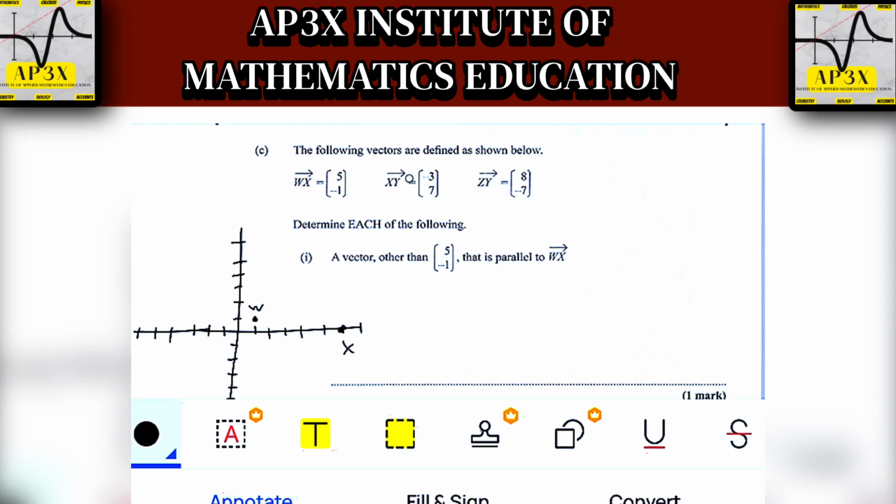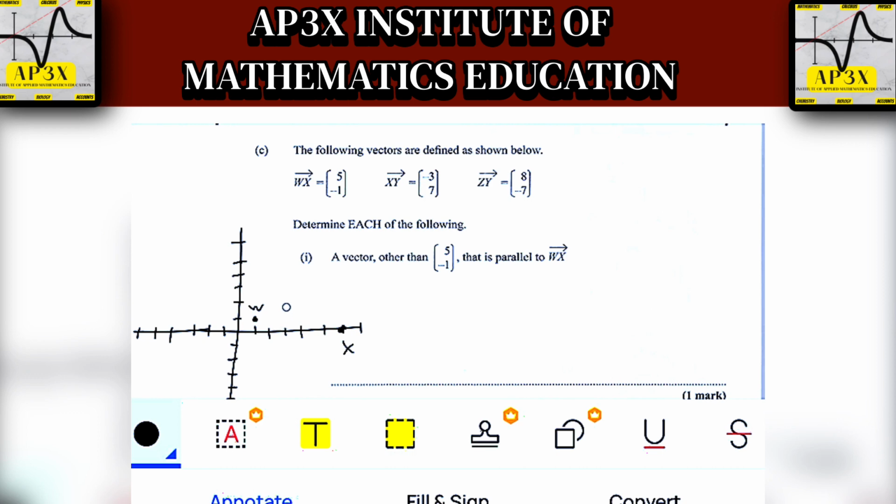Then of course, I'm going to move from X to Y. That's negative 3, 7. So that's going to go backwards 1, 2, 3, and then I'm going to go up 7. So that's 1, 2, 3, 4, 5, 6, 7.